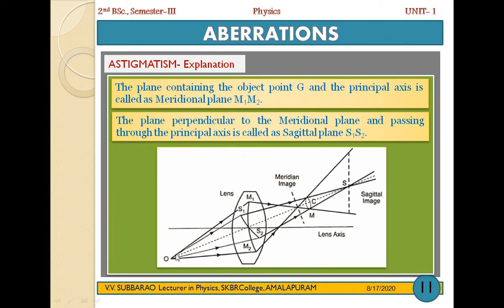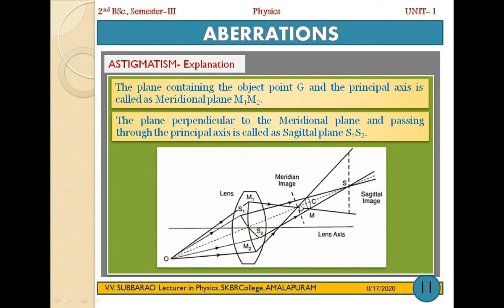Suppose the point object is placed far off the axis. Here the point O is placed far off the axis, and monochromatic light from O is allowed to be incident on the lens. In the incident rays, let us consider the light rays incident on the meridional plane; they will come to a horizontal focus at M, and this point M is close to the lens. The light rays incident on the sagittal plane after refraction come to a vertical focus at S. This point S is somewhat farther than M.